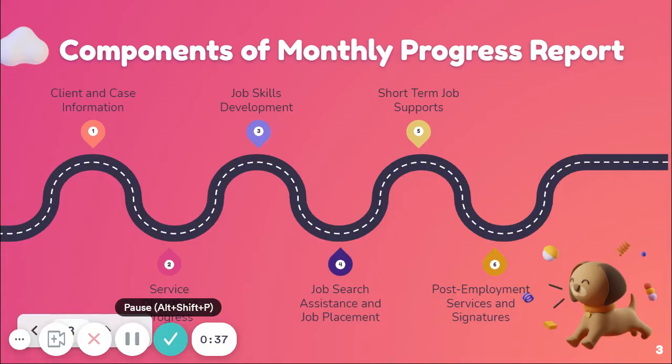This microlearning module splits the monthly progress report up into 6 pieces, so we can examine each piece more carefully. By the end of this module, you should be able to complete the monthly progress report form with 90% accuracy or greater, with the ultimate goal being 100% accuracy on the first try.